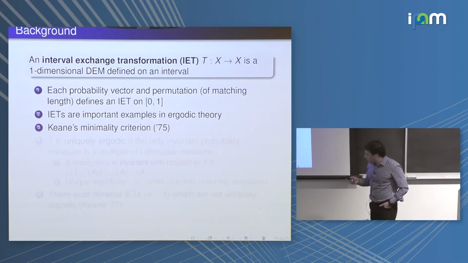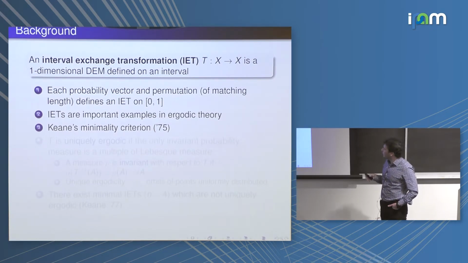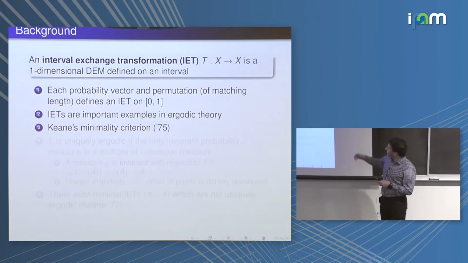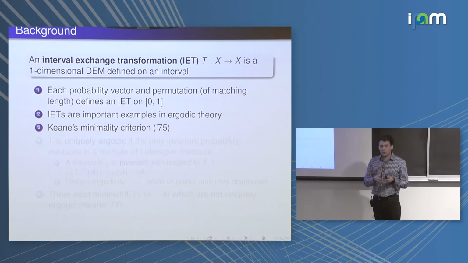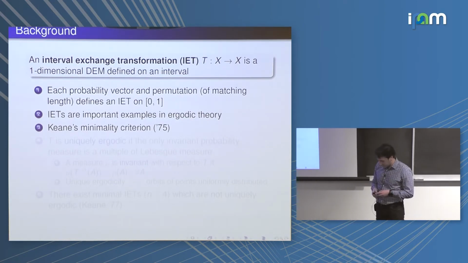All right. So I just want to mention some background about the area. These DEMs that we're studying are generalizations to 2 dimensions of a well-studied one-dimensional object called an interval exchange transformation. You could think of that as just a domain exchange map defined on an interval. Every IET can be associated to a probability vector and a permutation. You just take your interval from 0 to 1, chop it up into pieces, and rearrange them, and that defines an IET.